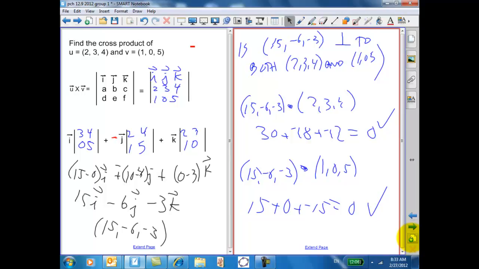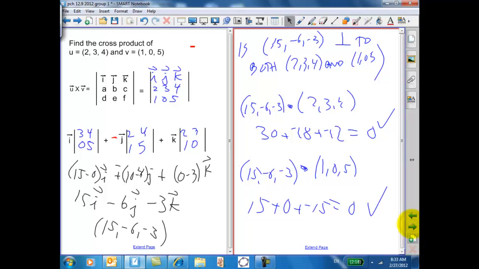Then you could arbitrarily pick one of the constants, one of the ABCs, as a value and figure out what A and C are. Because, you know, this is not the only vector, 15, negative 6, negative 3, perpendicular to the first two. Any scalar multiple of this, so 30, negative 12, negative 6, would also be perpendicular to the first two. So there's an infinite number of solutions that will be perpendicular to two vectors. The magnitude of the cross product also matters in many application problems. So that's why you are just going to come up with one vector as a cross product. Because the magnitude of the original two vectors has an impact on that.